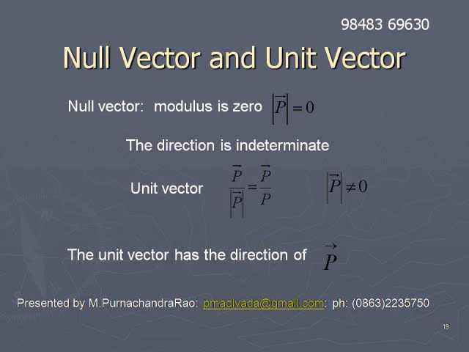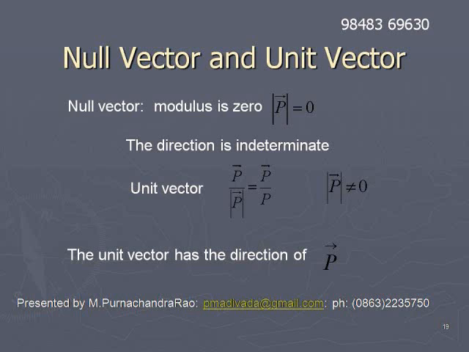A vector having magnitude of 1 is known as a unit vector. If the magnitude of a vector is unity, it is called a unit vector. A unit vector will be obtained by dividing the vector with its magnitude. So if p bar is a vector, the unit vector will be p bar by modulus p bar. Generally, modulus p bar will be represented by p. Hence, it can be written as p bar by p.